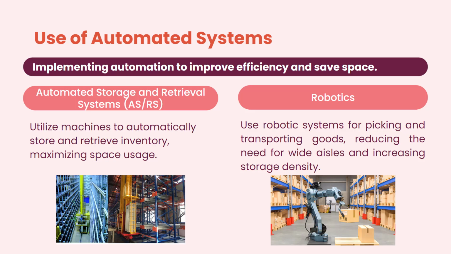Second is use of robotic systems for picking and transporting goods, which reduces the need for wide aisles and increases storage density. Aisles are the spaces between rows of shelves or racks in a warehouse. They allow easy access to products and help organize the layout.